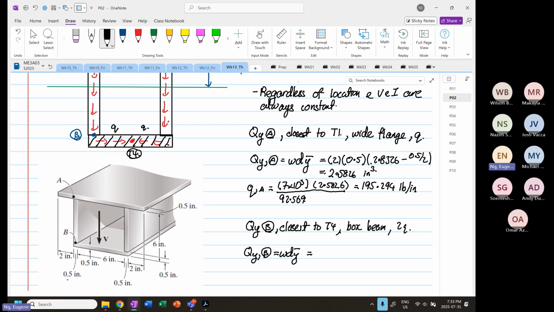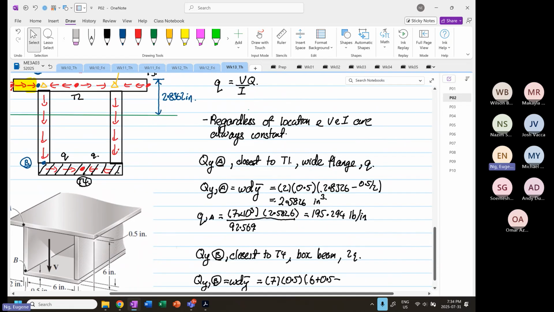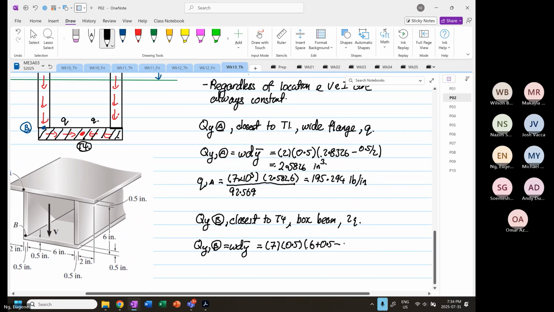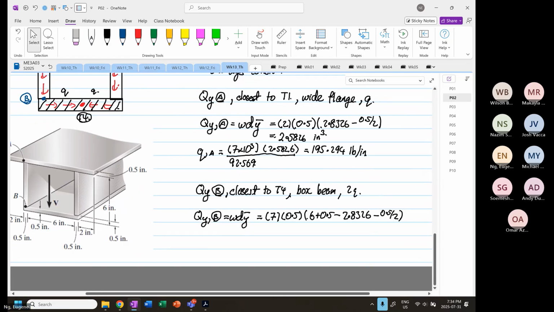The width is 6 plus 0.5, 0.5, so it's 7. The depth is 0.5. The Y bar is 6 plus 0.5 minus the centroid, which is equal to 2.8326. Then minus 0.5 divided by 2. Okay. Wait, did I get it right? 6 plus 0.5 is correct. Minus 2.8326 minus 0.5 divided by 2.